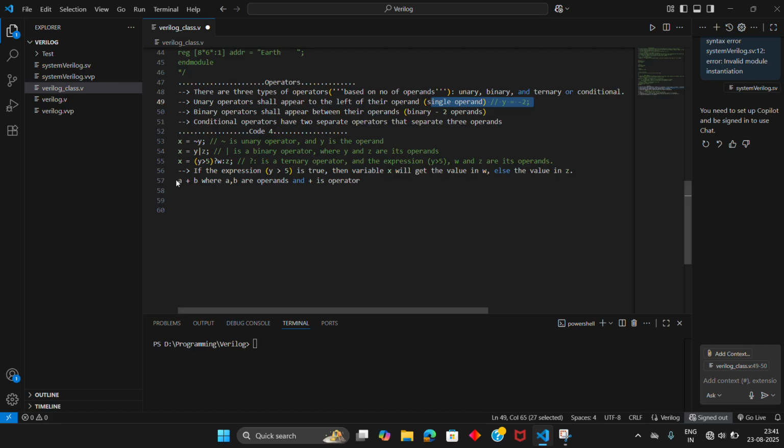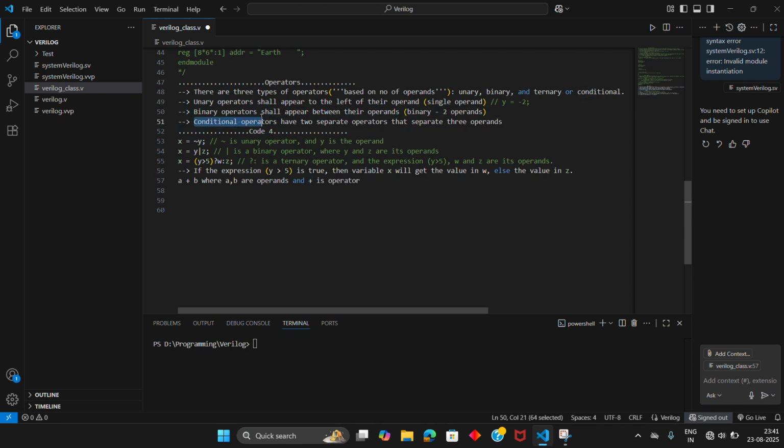The example I discussed in the starting, a plus b, is also related to the binary operator. Why? Because the operands A and B are placed on either side of the plus. Plus is placed between A and B, so we have two operands and one operator.